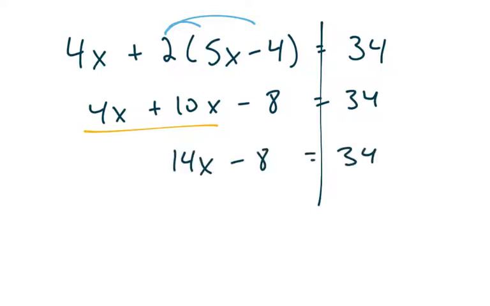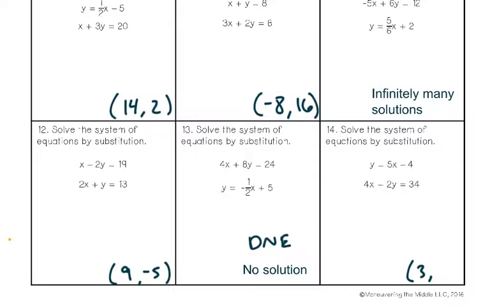Now I have a two-step equation. I'm going to start by getting rid of that minus 8 with a plus 8. After adding 8 to both sides, I got 14x equals 42. I need to divide by 14 to get the x by itself, and I'm left with x equals 3. If x equals 3, then I need to take that x in the first equation and substitute it with a 3. 5 times 3 is 15, minus 4 is 11. So when x is 3, y is 11, and this would be the solution to this system of equations.